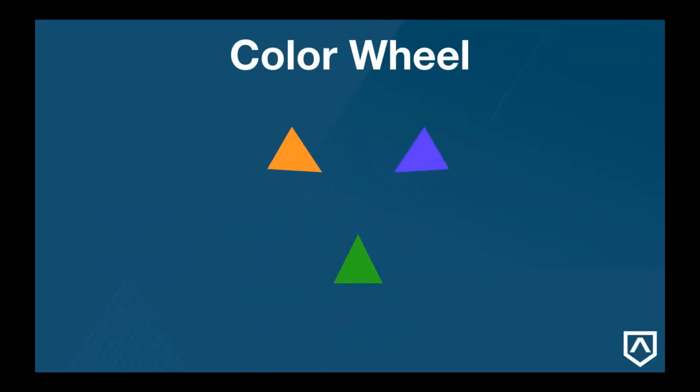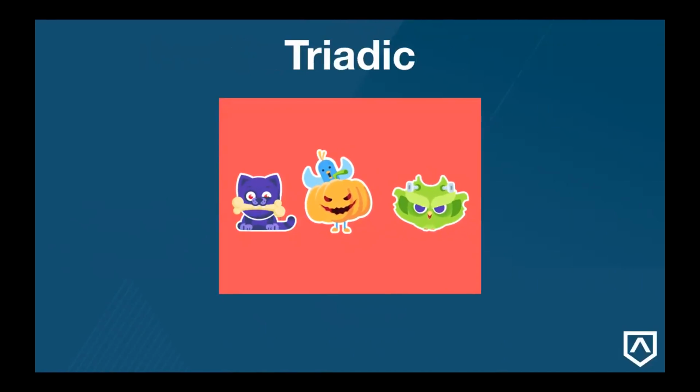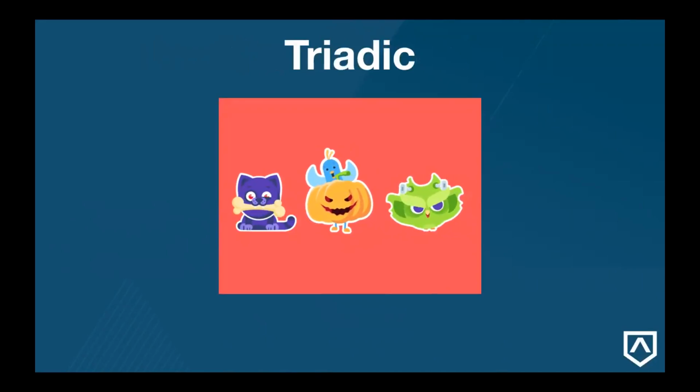I said lastly last time, but that wasn't correct. We have the triadic color scheme as well that we want to talk about. And triadic just means three colors, so that's the tri in triadic. Those are three colors that are equidistant from each other on the color wheel.